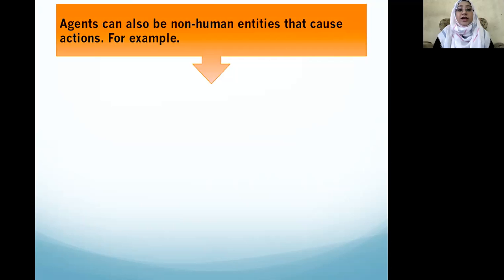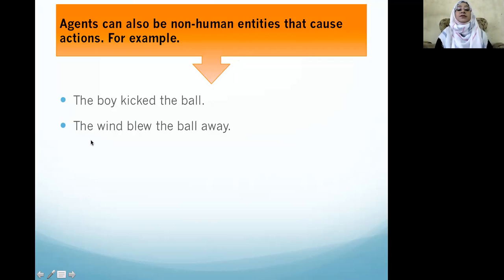Next, an agent can also be a non-human entity that causes actions. It's not important that the agent has to be a human who performs the action. It can be non-human entities, although most of the time it is human, but non-human entities can also cause the action to happen. For example, if I say the boy kicked the ball, we know that the boy, who is a human being, is kicking the ball, so the boy is the agent.